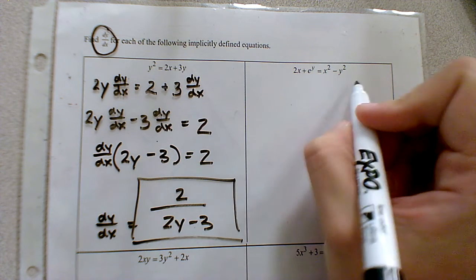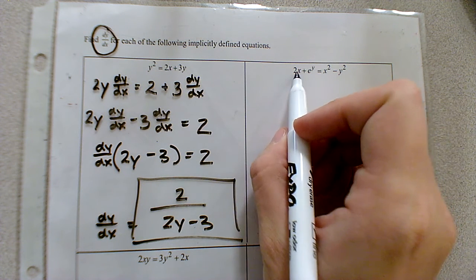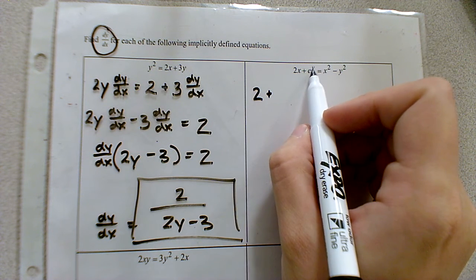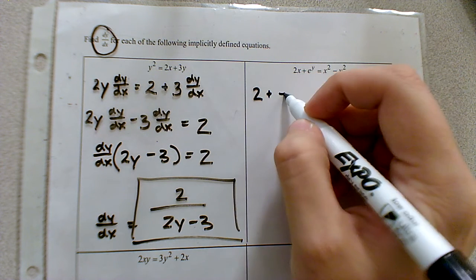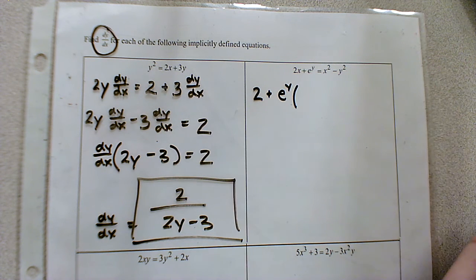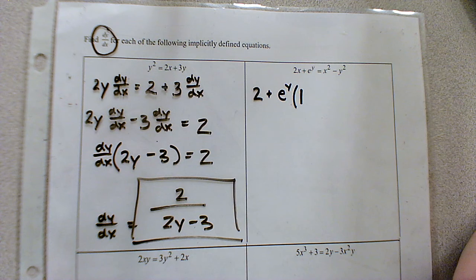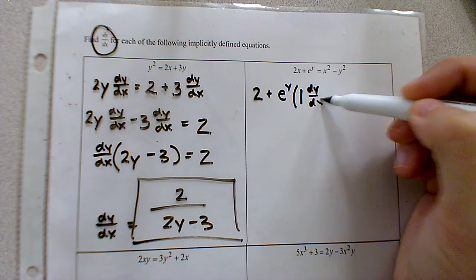So we're going to work our way across just like we normally would find derivatives, but every time we take the derivative of a y variable, we must write dy over dx. So the derivative of 2x is just 2, and then we'll add the derivative of e to the y. Now, the derivative of e to a power is simply e to the power times the derivative of the power. So the derivative of y would just be 1, and since we took the derivative of a y variable, we need a dy over dx.